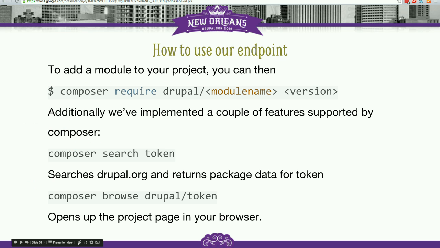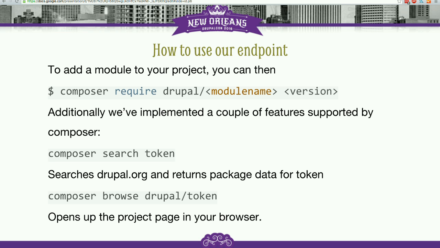There it is. So using our endpoint from composer, once you have that in your project, you should be able to say composer require Drupal and the module name, and then the version constraint that you need for that module if you want to lock it down to whatever versions. And that should add Drupal modules to your project.